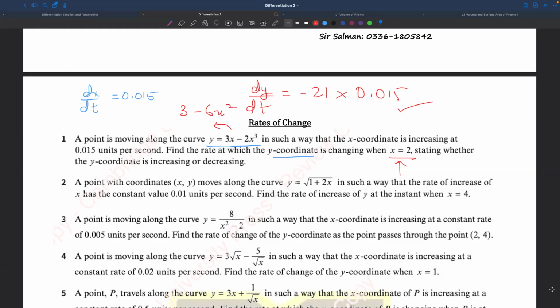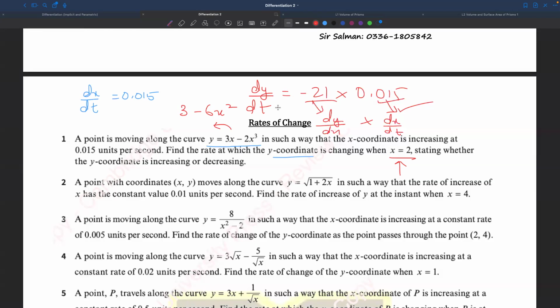There is nothing to even wonder about. It's as simple as this. dy by dt is dy by dx multiplied by dx by dt. I had dx by dt. I found out dy by dx and then put in the x value. Multiply them together, you will get dy by dt.